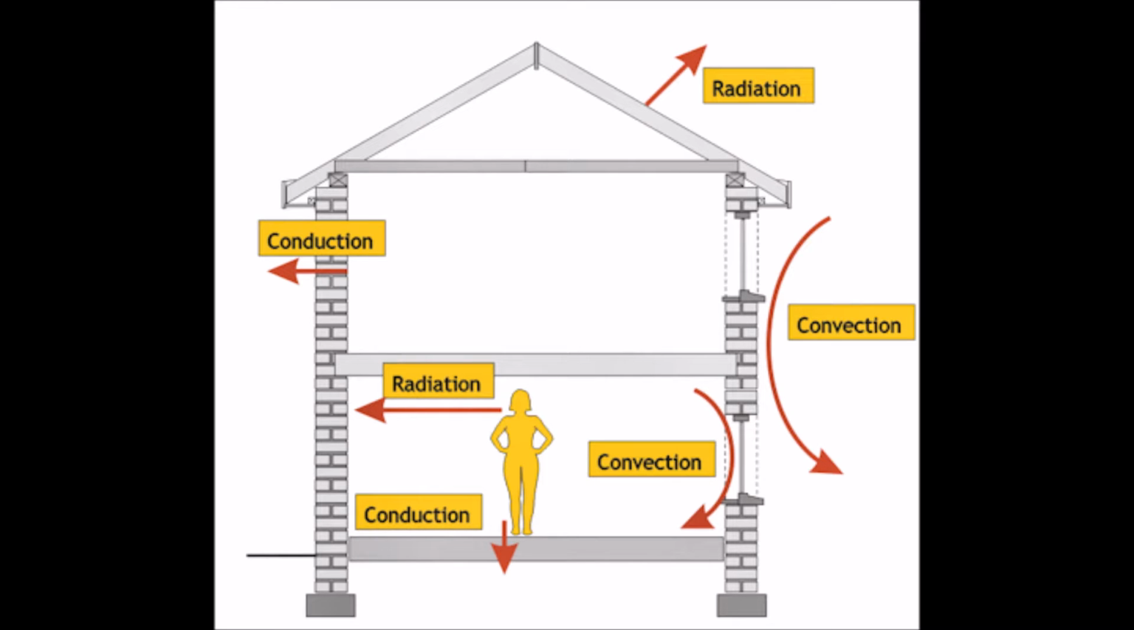Okay, next, conduction can be inhibited by insulating materials which have a high thermal resistance and so help reduce heat transfer between the inside and outside.